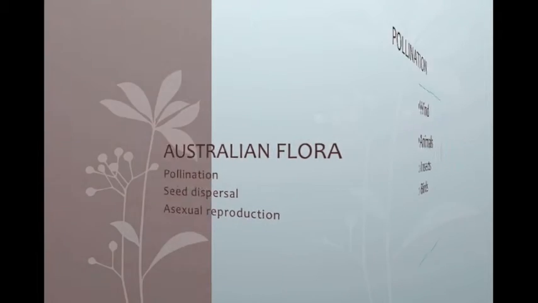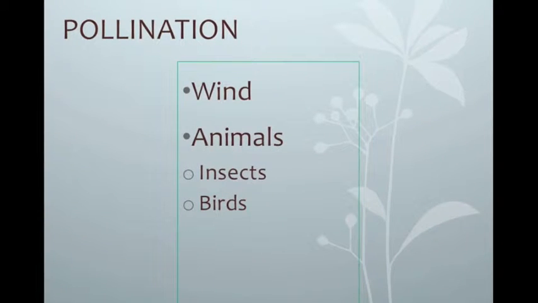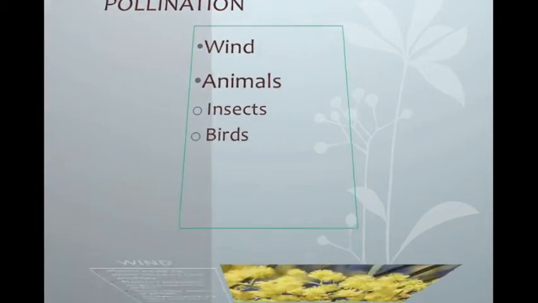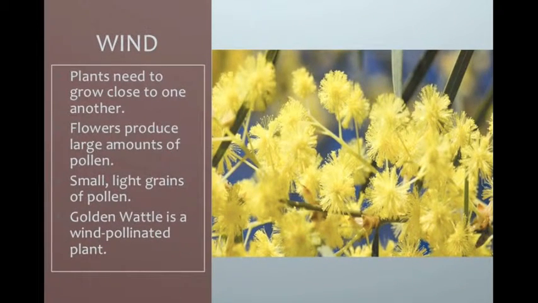Australian flora. Pollination. Pollination is a process of sexual reproduction in flowering plants. Flowers can be pollinated through wind, insects, and other animals. Wind pollination. Individual plants need to grow close to each other for wind pollination to be effective.